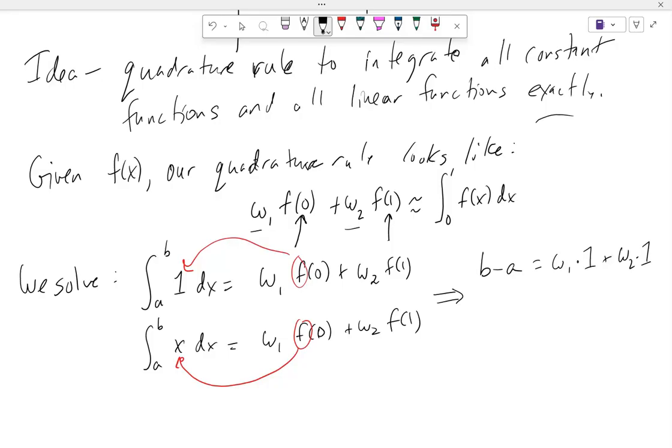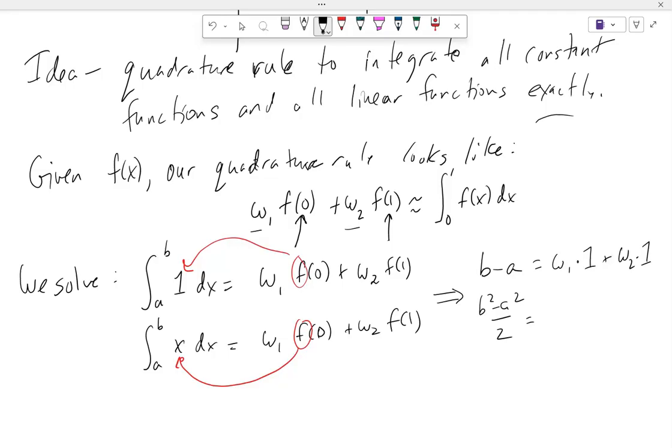Let's do the second one. What do you get when you integrate x from a to b? Careful. Careful. It's not quantity squared. It's b squared minus a squared. There you go. It's b squared minus a squared over 2, right? Because it's 1/2 x squared.